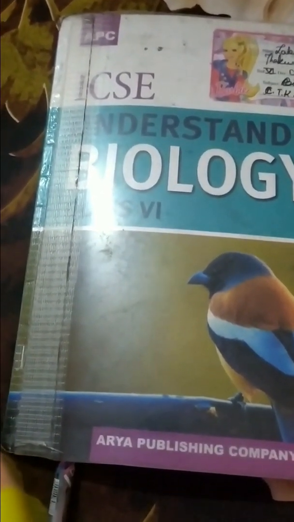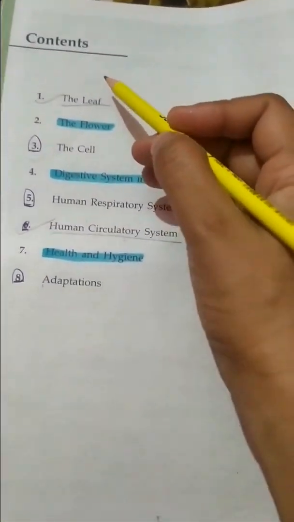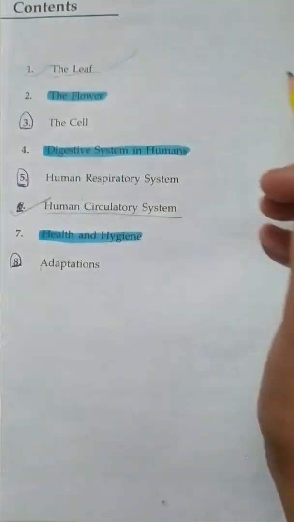So during this e-learning process, I am going to teach you bio. This is Praveen here. So let's start with our bio syllabus. First of all, we should know what is the syllabus for the first term. So we have two chapters for first term. First is the leaf and second chapter is the human circulatory system.